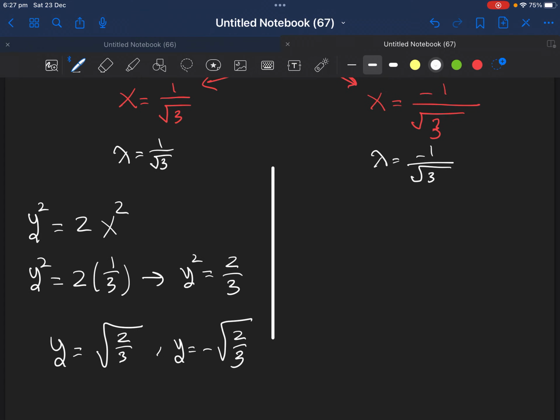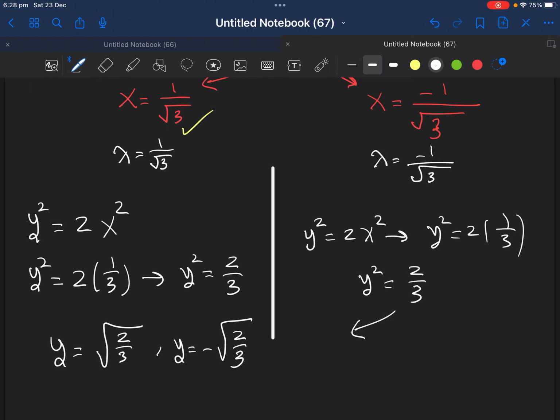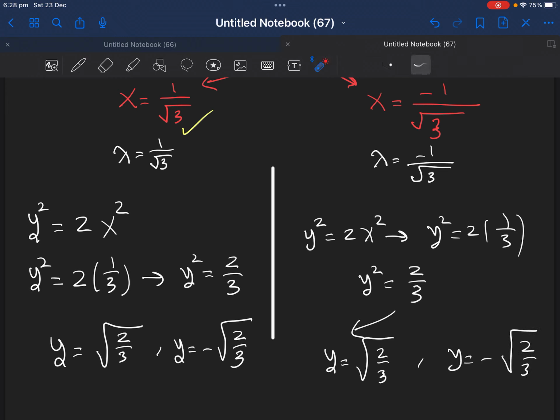We started here. We finished from this one. And now let's do this one. So if we do this one, we'll do it the same way. We have y squared equal 2x squared. This means y squared equal 2. X squared is again 1 over 3. So we have y squared equal 2 over 3. Again, we get the same two answers, square root of 2 over 3, y equal negative square root of 2 over 3.